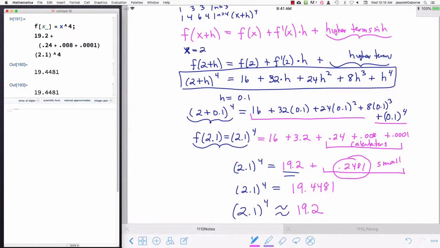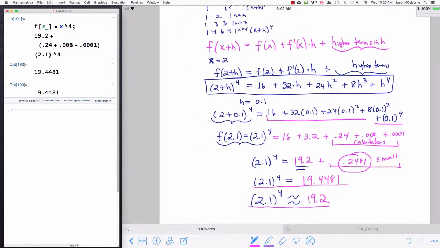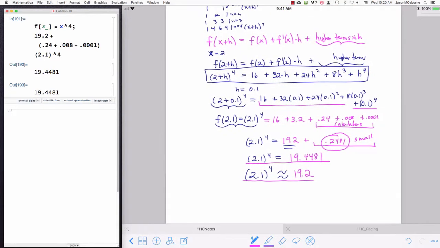If you take the higher power in h terms, you're going to get a more exact answer, exactly equal. But if you drop those higher power in h terms, then you can get just an approximation, which is pretty close to the answer. Okay? So that is what we're saying here.